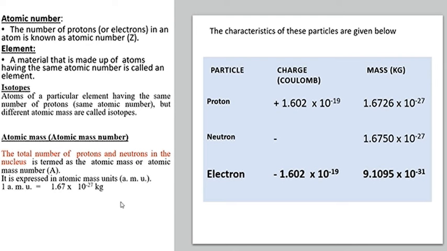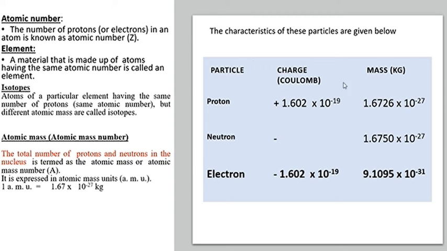Then atomic mass, which we call the atomic mass number. The total number of protons and neutrons inside the nucleus is termed the atomic mass or atomic mass number. It is expressed in atomic mass units, AMU. Normally we don't call it AMU, but some data sheets do use AMU. AMU is a kind of mass multiplication. This is the mass of a proton, and then you can multiply to find the atomic mass number. If you have 2 protons or 3 protons, that is how we multiply.